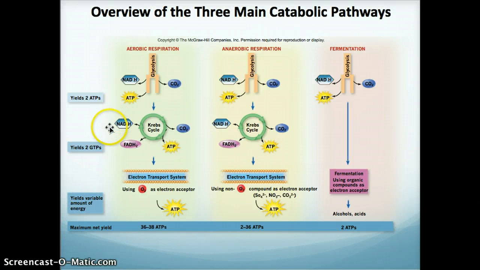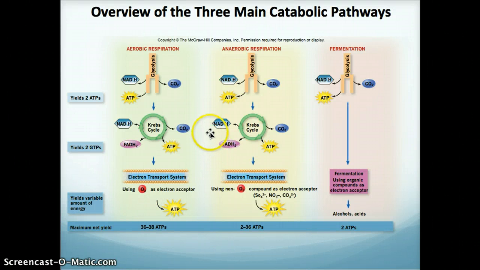If we look at aerobic respiration, that pyruvic acid is going to enter into the Krebs cycle, where we're going to generate 2 GTPs, which are similar to ATPs. And from that, this is going to go into the electron transport system. And using oxygen, free oxygen, as the final electron acceptor will create ATP. And in this one, it yields between 36 to 38 ATPs. So this tends to be the one that yields the most amount of ATP.